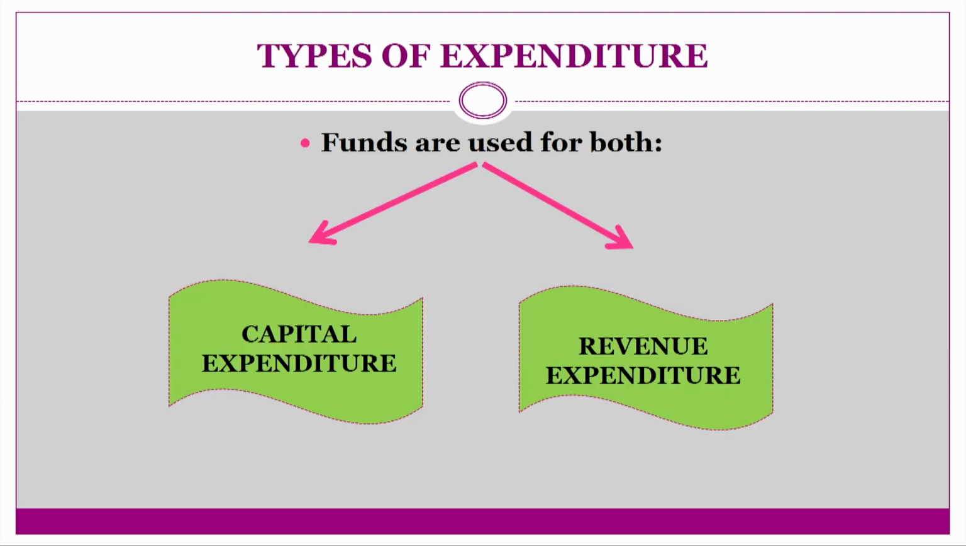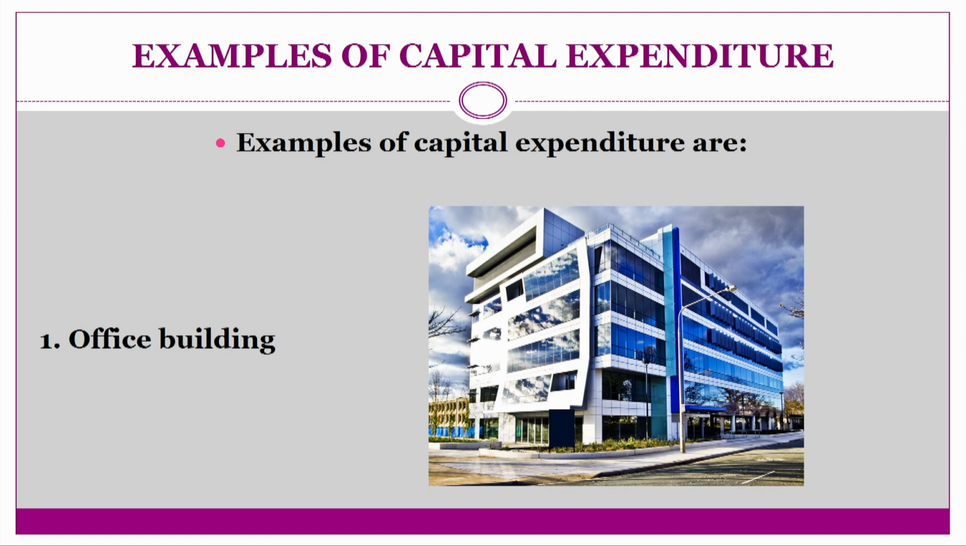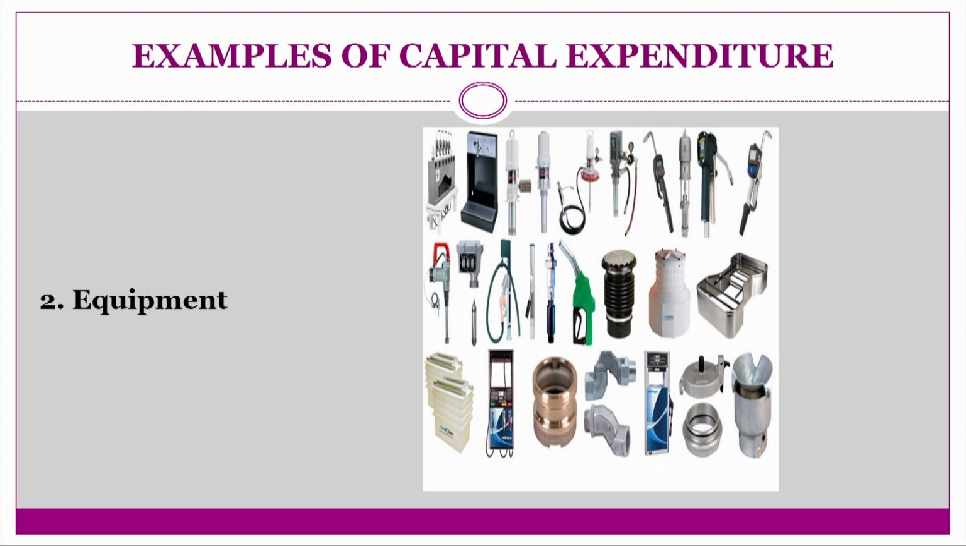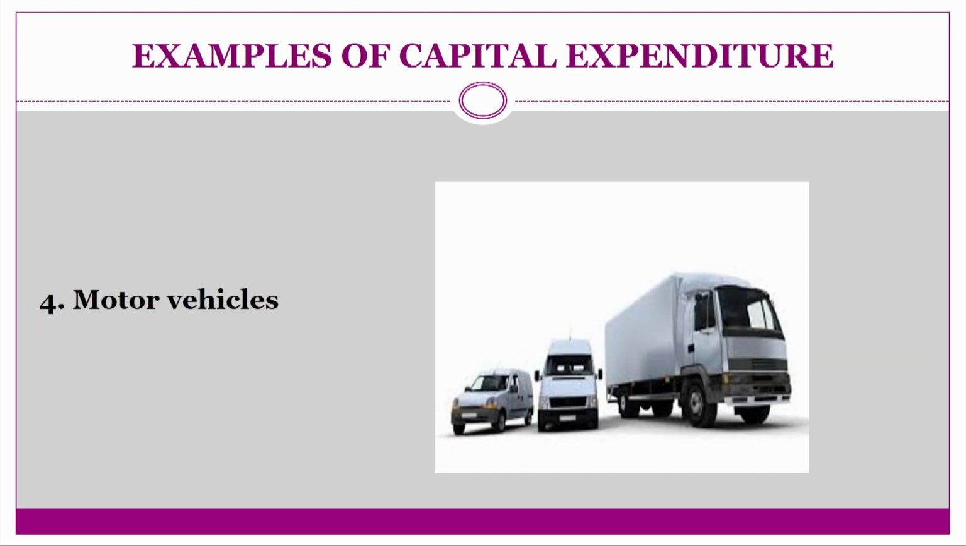Types of expenditure. Funds are used for both capital expenditure and revenue expenditure. Capital expenditure is money spent on items which last for a long period of time in a business. Examples of capital expenditure are office building, equipment, furniture and fittings, motor vehicles, and others.